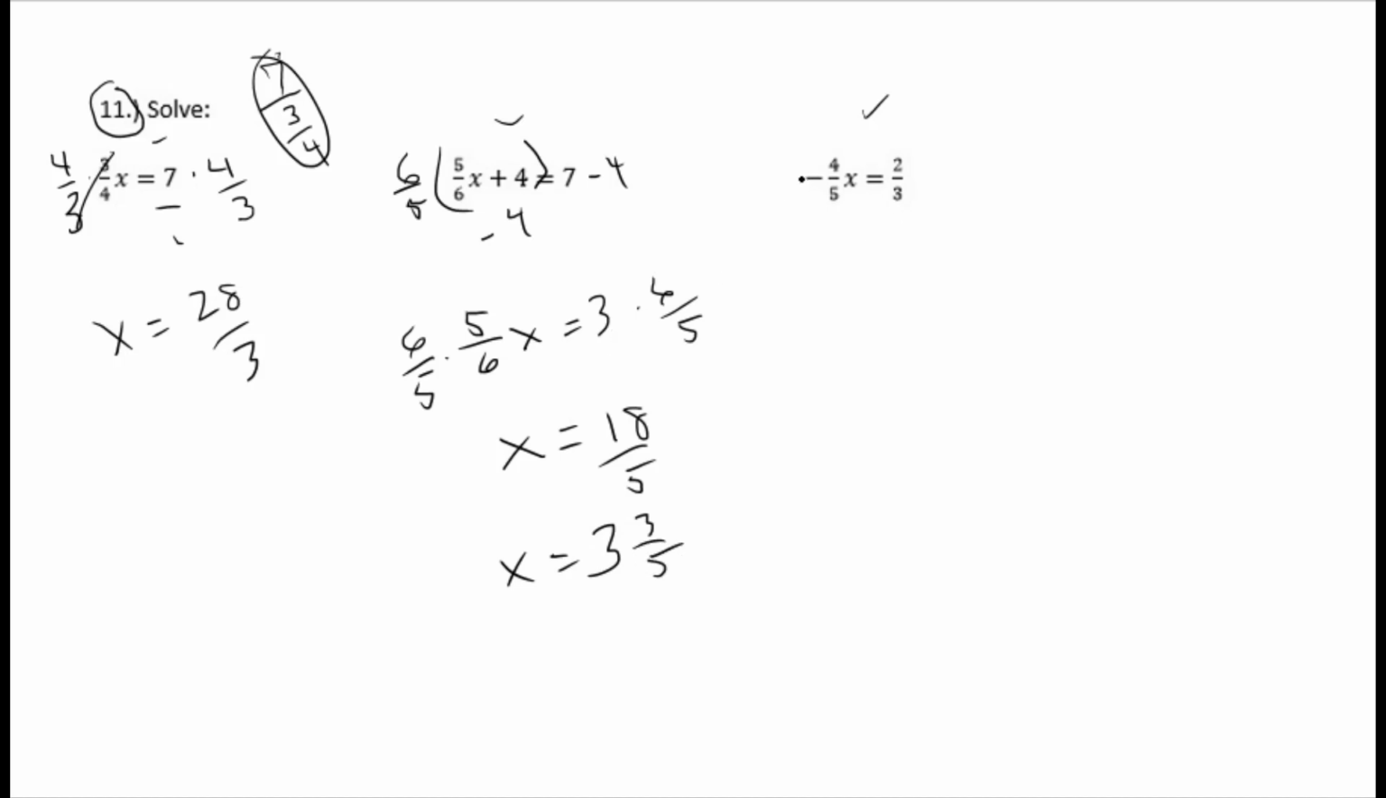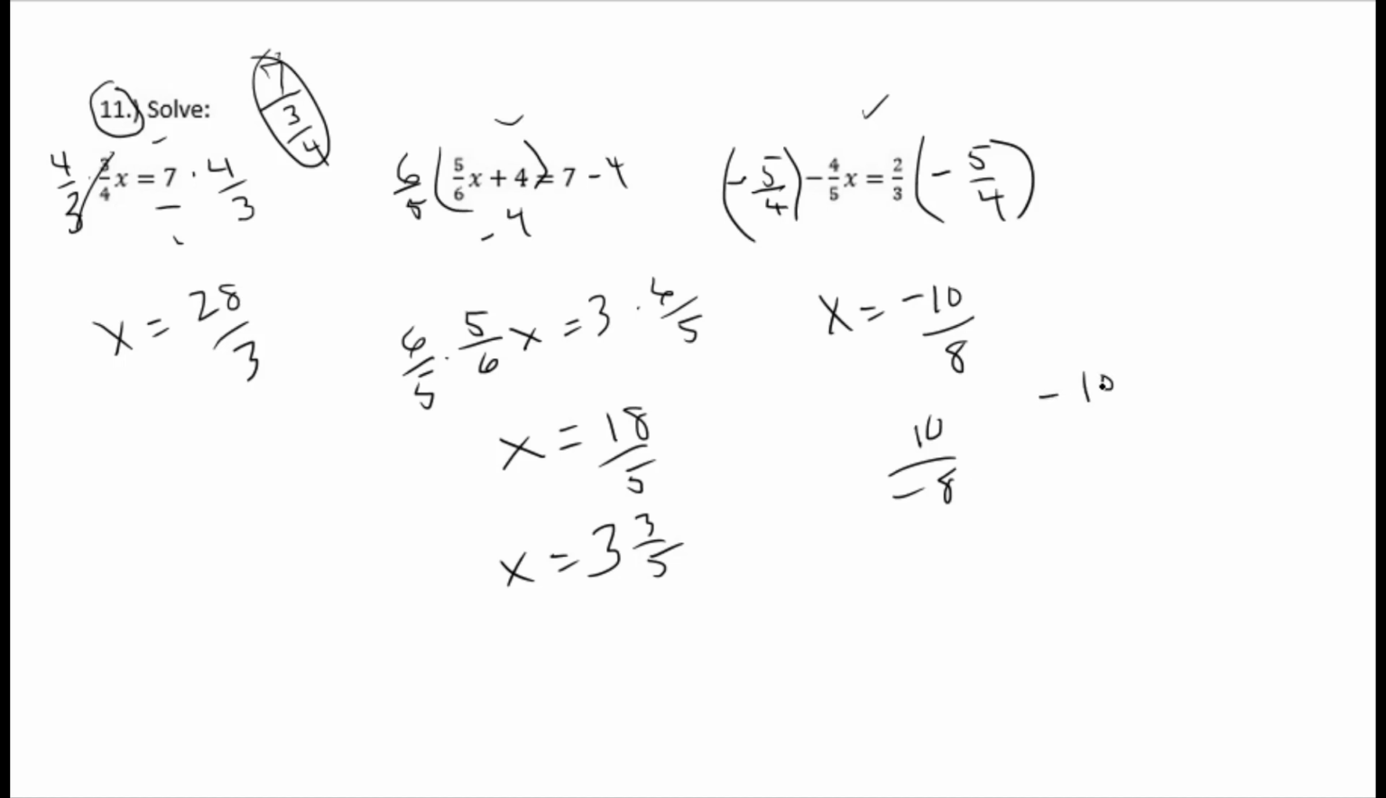Now I'm going to multiply by the reciprocal, but you have to recall that a negative times a negative is a positive. So I want a positive one. So here on this side I now get x, and on this side I get negative 10 over 8. Or you could get 10 over negative 8. Or you could just write it as negative 10/8. All these here are equivalent.